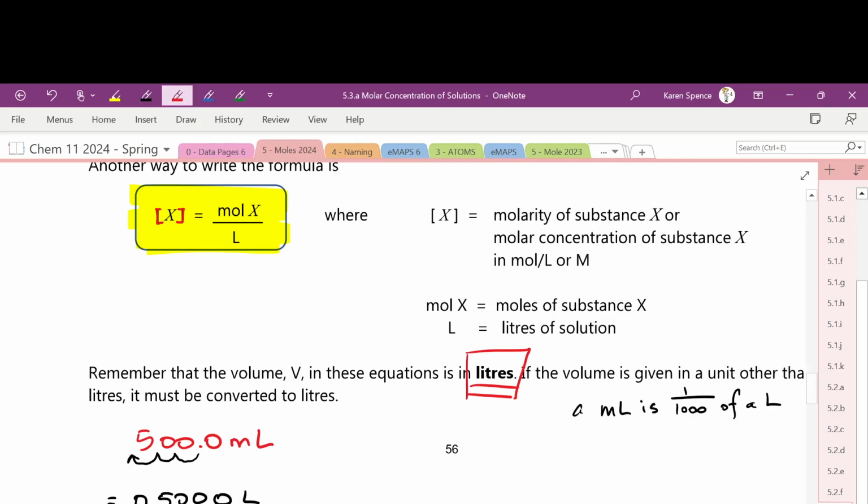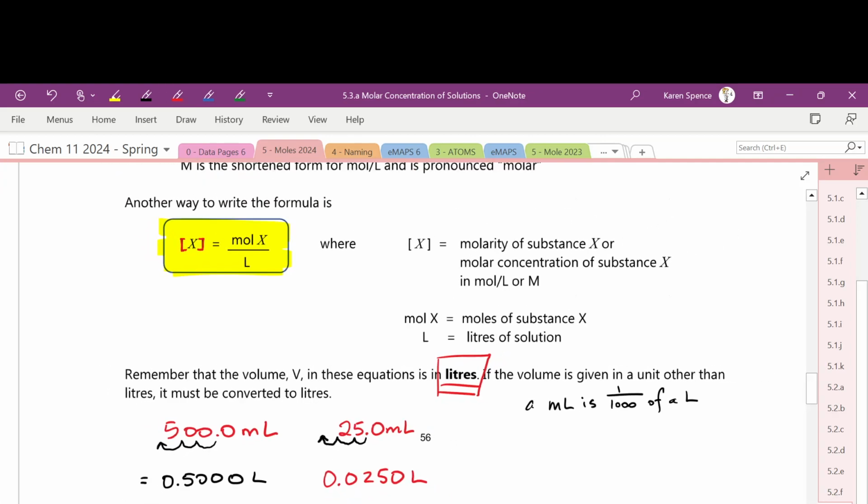Okay, if I have 25.0 milliliters, I would need to move my decimal place 1, 2, 3 places, which gives me 0.0250 liters. Is that good? Okay.